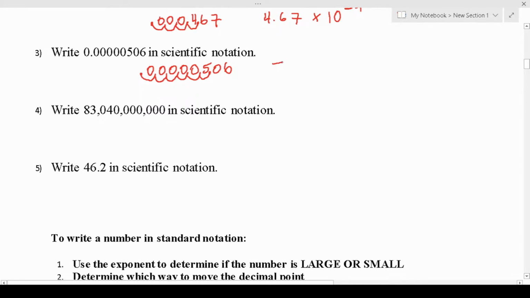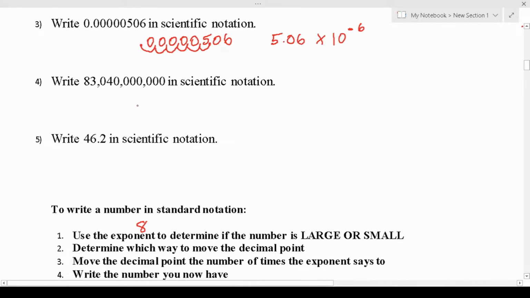We'll write that number down, 5.06 times 10. Since this is a very small number, we know our exponent's going to be negative. More specifically, it's going to be negative however many times we had to move this decimal. Again, that was 1, 2, 3, 4, 5, 6. So this is 5.06 times 10 to the negative sixth.